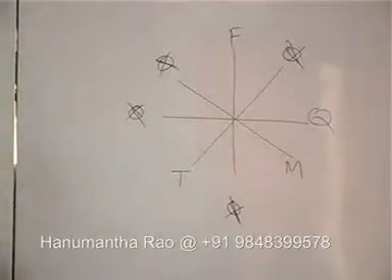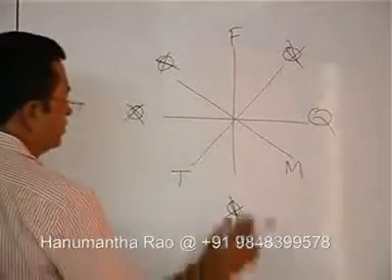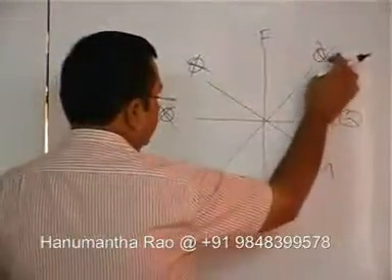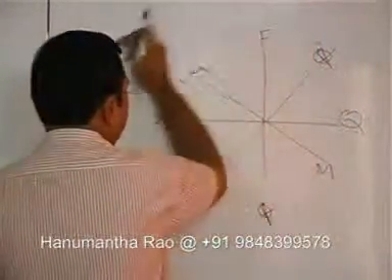Q is not the neighbor of T or F and is third to the left of H. For H it is left side, means for Q it is right side. 1, 2, 3. So H will come here.